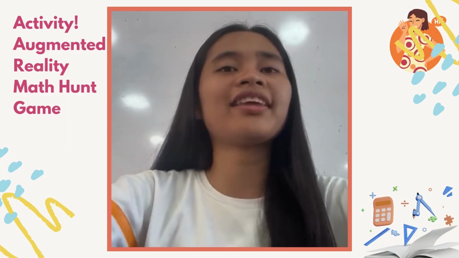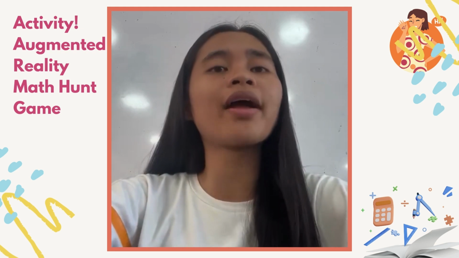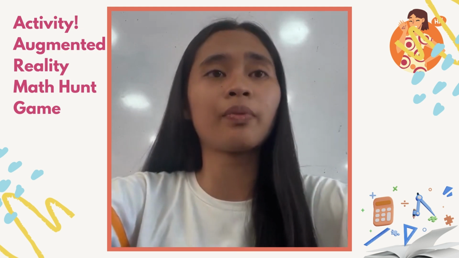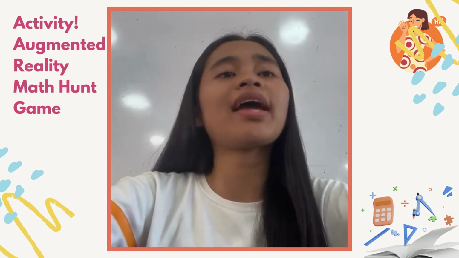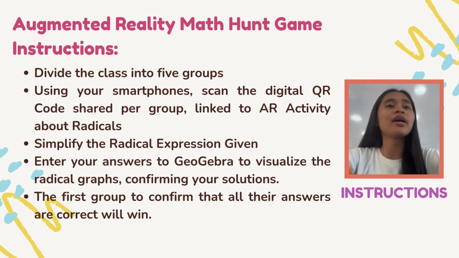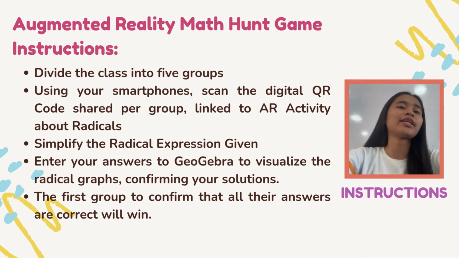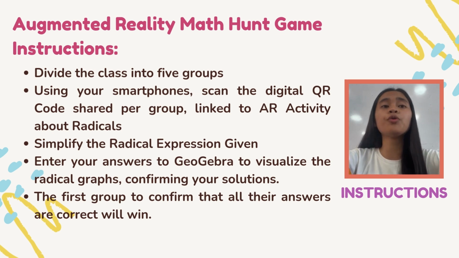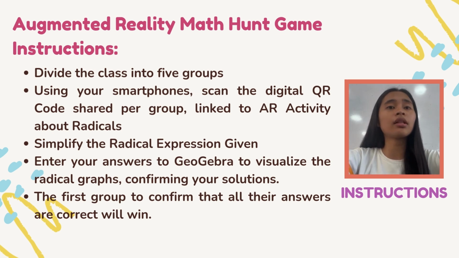Okay, before anything else, we're going to have some fun while practicing our radical expressions. We're going to play an augmented reality, or AR, hunt game. Here's how it works. I'll divide you into 5 groups. Using your smartphones, you will scan the digital QR code that I'll share with each group, which will link to radical expressions or AR activities.